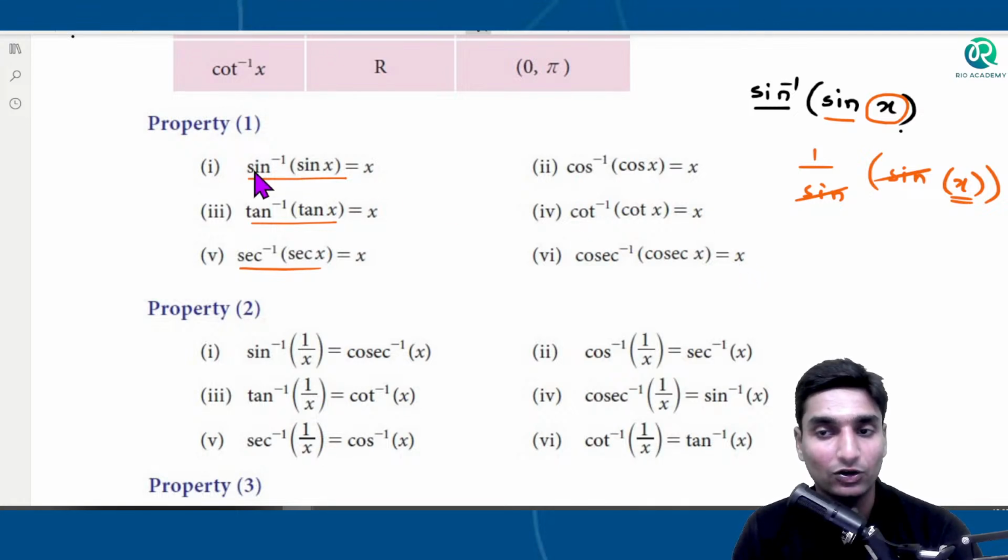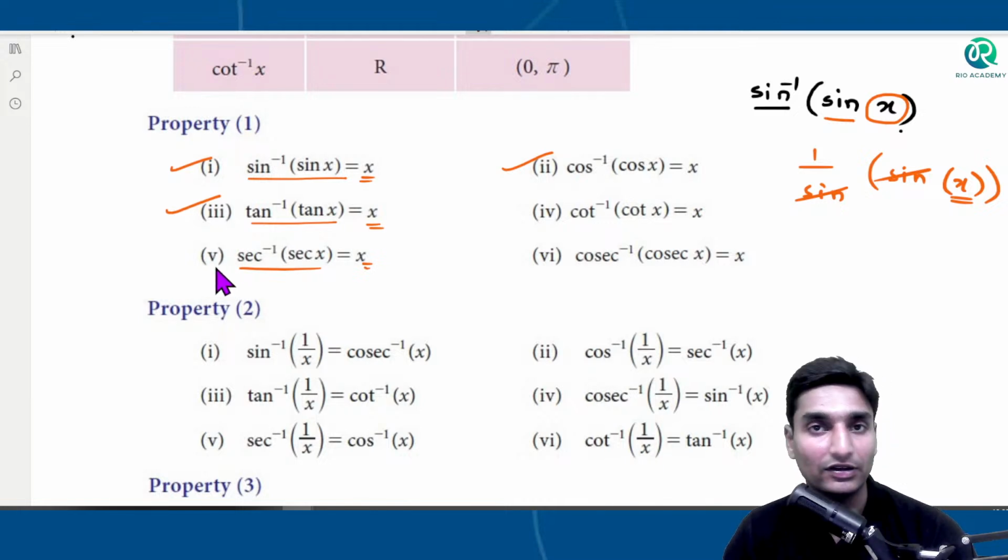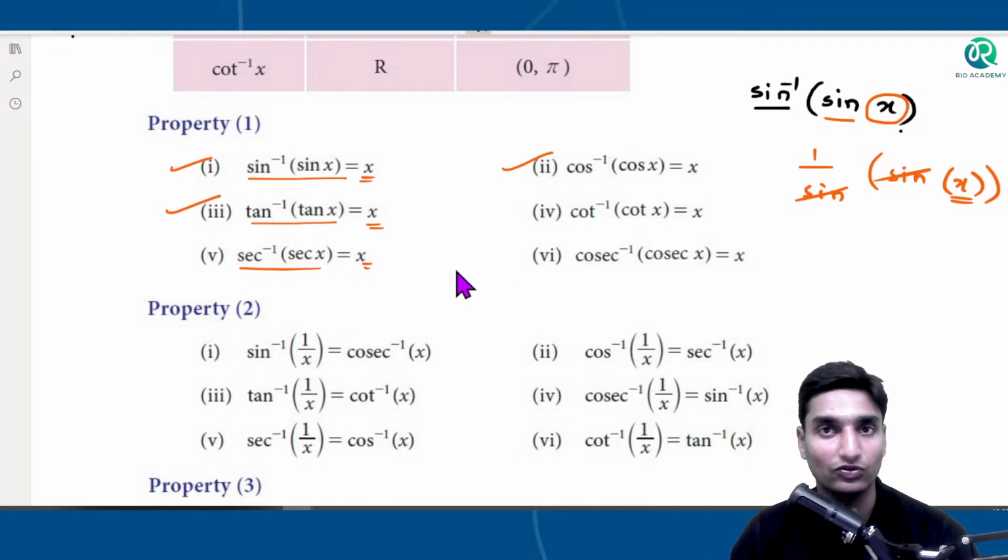Whenever an inverse and a normal function face each other, only the value will remain, x, x and x. So sine inverse, cos inverse and tan inverse, these are the basic inverse trigonometric functions. These are the basic functions, right? So the inverse of those will also form the basic inverse functions. And cot inverse, cosecant inverse and secant inverse are the secondary inverse functions. Alright, this is the first property.